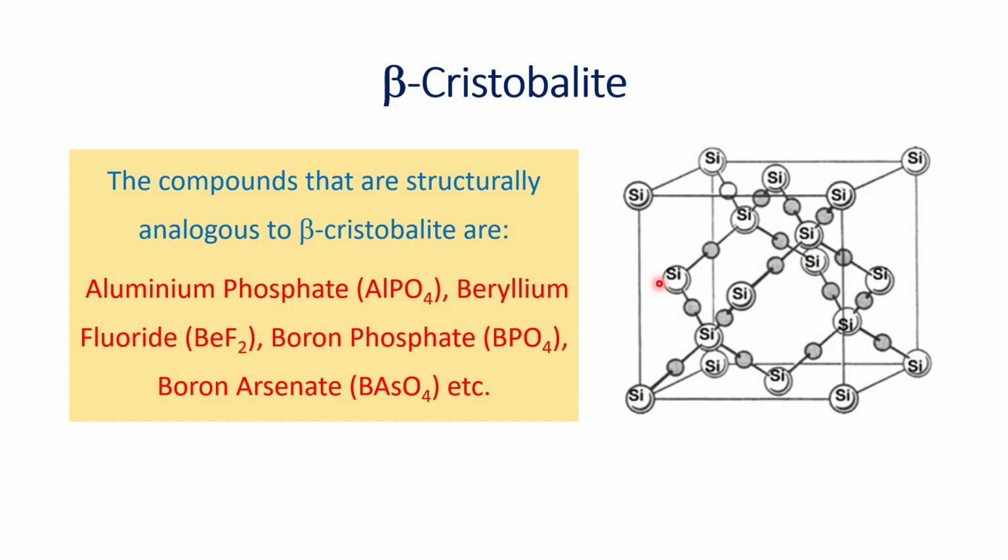This type of structure is adopted by these compounds: aluminium phosphate, beryllium fluoride, boron phosphate, boron arsenate, etc. So that's all about the structure of beta-Cristobalite.